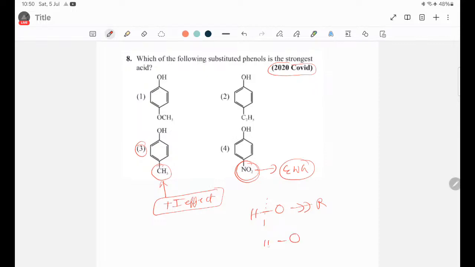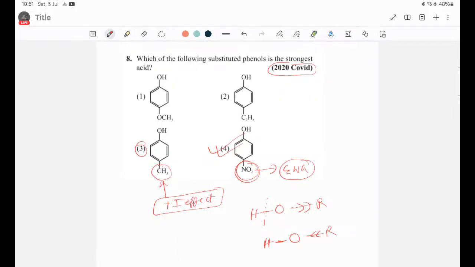But if you are just pushing the electron density towards oxygen, then how will the OH bond be polar? In this case the hydrogen cannot be released easily, and the acidity will be decreased. So the acidity will be increased only in case of an electron withdrawing group. So that's why option 4 is correct. If you know the concept, you can answer this question within 5 seconds. You don't need to wait for 1 minute, because you have 180 questions in 180 minutes in NEET, but you don't have to wait for 1 minute. Within 5 seconds you can answer if you know the concept.